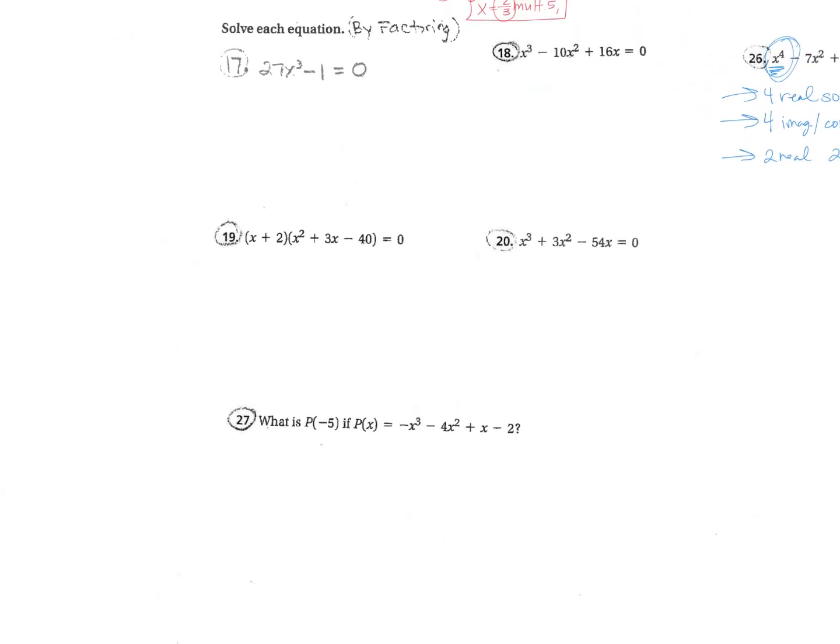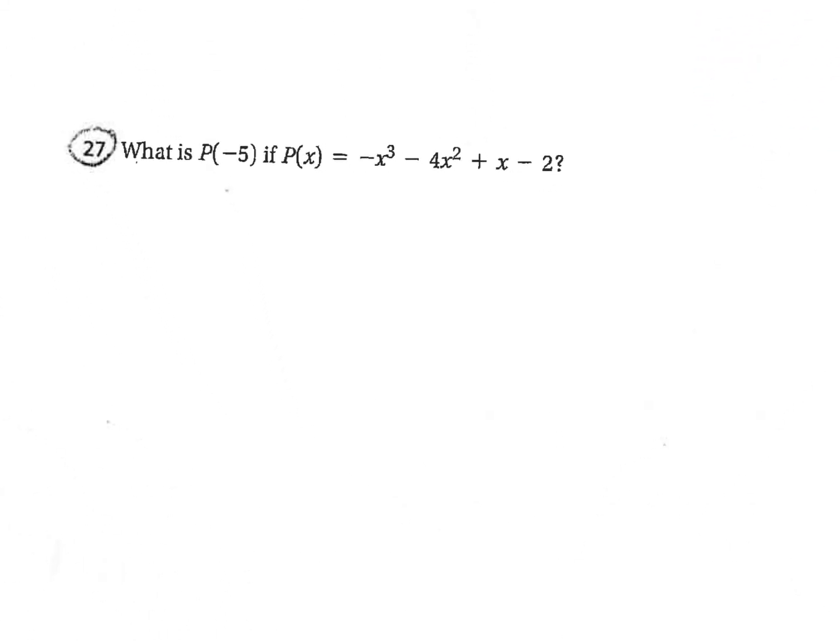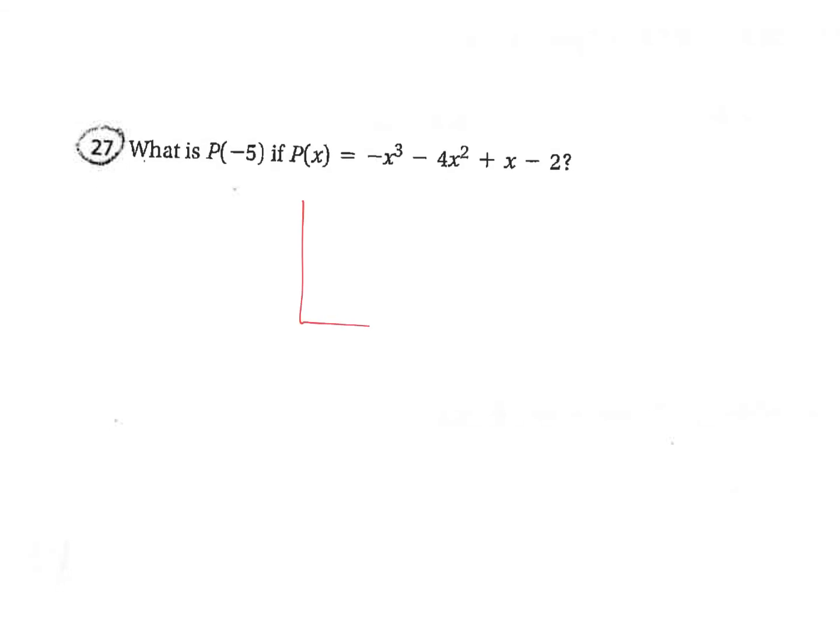Page 12, number 27. This says, what is p of -5 if p of x is that? You're not missing any of your exponents, so you can just set it up right off the bat how you see it: -1, -4, 1, and -2. P of -5 means you just put that -5 right there. And now your answer is whatever's in that box. Your remainder is your answer.